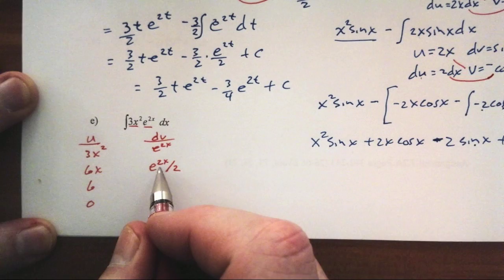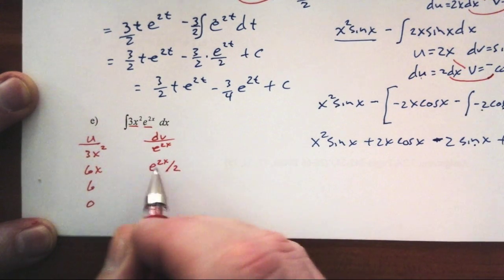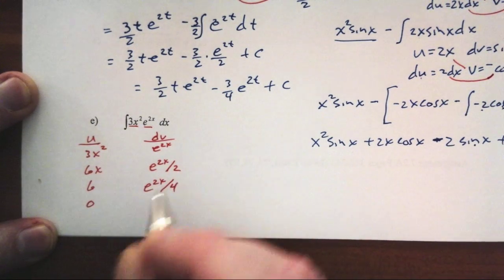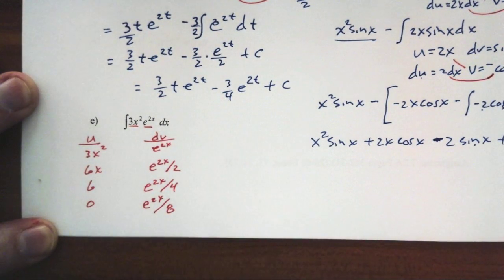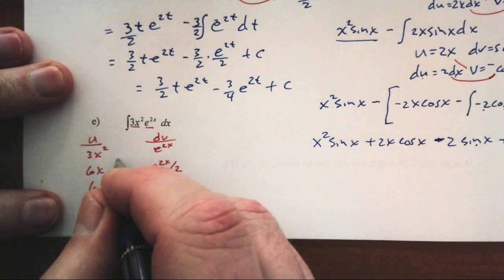The next integral is going to be 1/2 times this guy. I just pull the 1/2 out and integrate this again, so it's going to be e to the 2x on 4. This likewise is going to be e to the 2x on 8. You can check that.